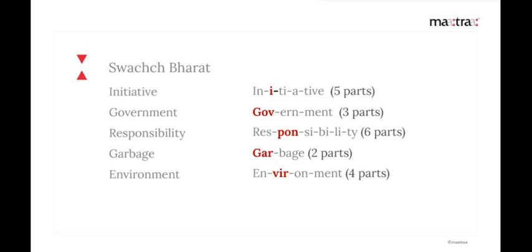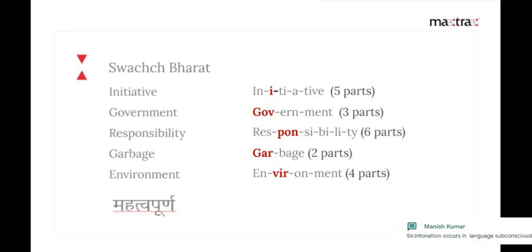Environment. Now, in our mother tongue, we don't have this thing of breaking up words into parts and putting stress on one part. When we say big words like mahatvapurna, we say it without putting any stress on any part. Do you hear a stress in any such thing? No, right? Exactly, Manish. Intonation occurs in every language subconsciously.